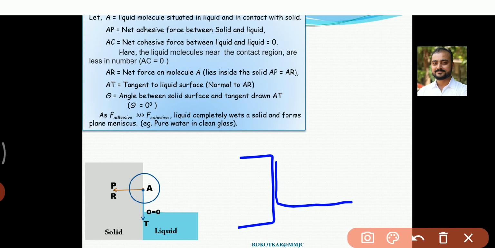But as you observe in the case of concave meniscus, there is the formation of a meniscus like this. In the case of convex meniscus, you will observe it should be like this.